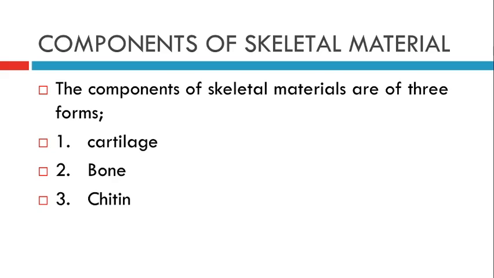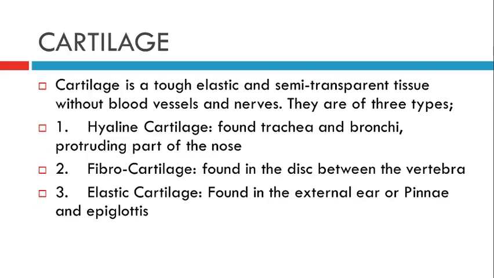Now, let's look at the components of skeletal material. The components of skeletal materials are three in number. We have cartilage, we have bone, and we have chitin. What is cartilage? Cartilage is a tough, elastic, and semi-transparent tissue without blood vessels and nerves. They are tough, they are elastic, they are semi-transparent, and we have three types.